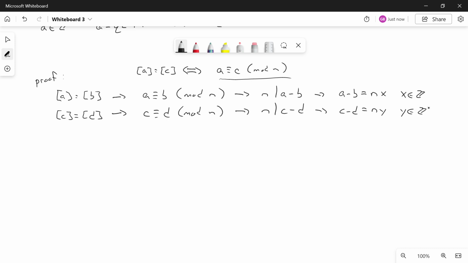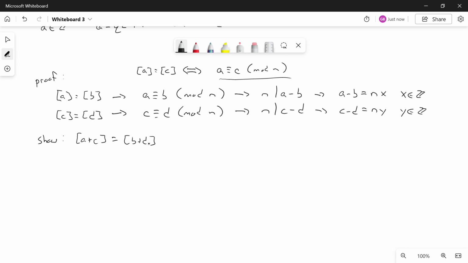All right, so the first thing that we want to do is show that, sorry, not A plus B, it's A plus C is equal to B plus D. Again, this is all done mod n.